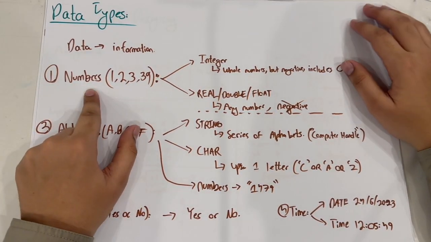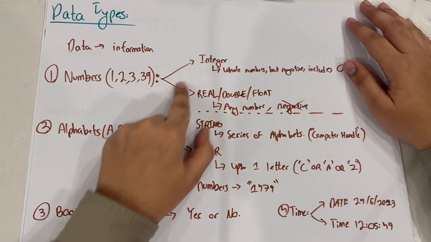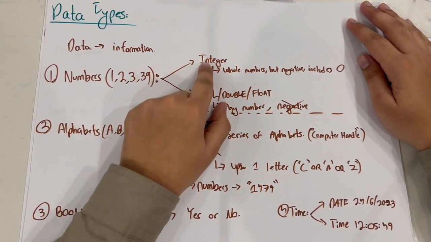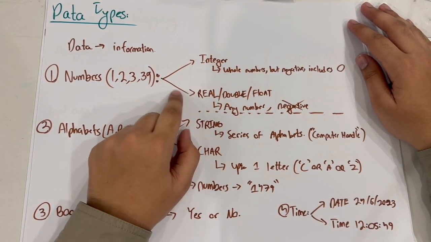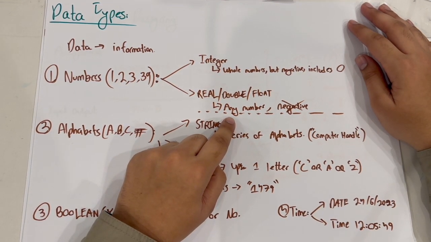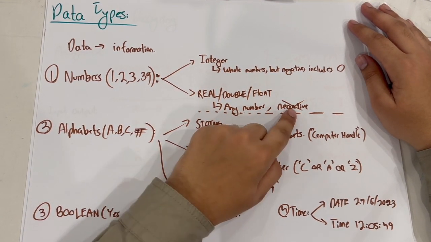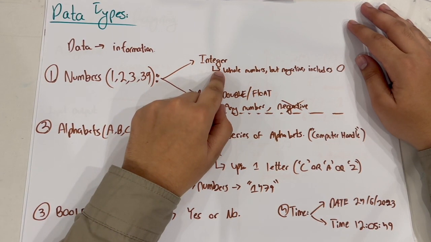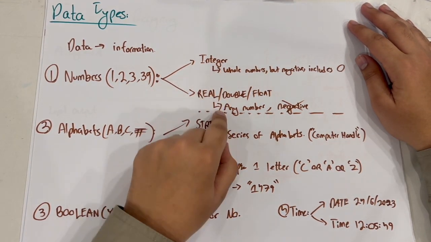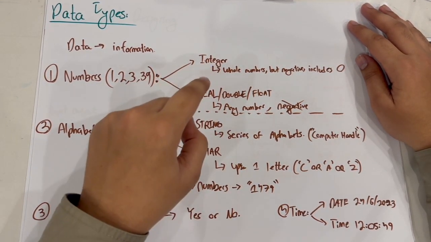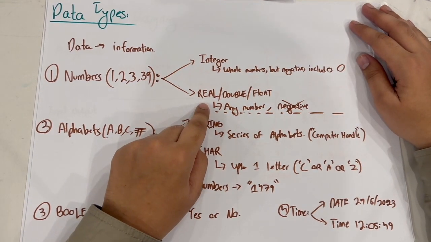Alright, so in numbers we've got two data types. We've got the integer and the real. So the integer can only store whole numbers, whereas the real can store any number. So integer can be negative, but it cannot be a decimal. The real can be any number, even a decimal number.